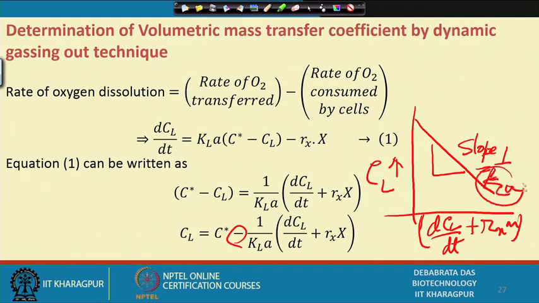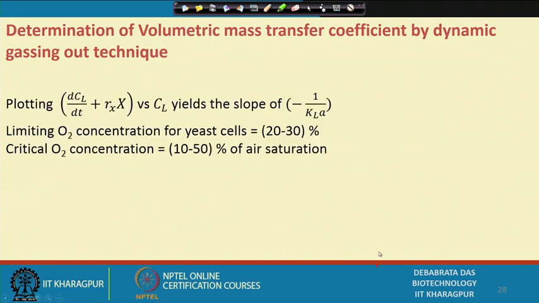So, the volumetric mass transfer coefficient we can easily determine if we have a slope. Now, I shall show you how you can do that. Suppose you are carrying out the fermentation. Let me go to the next slide, then I think things will be very clear.